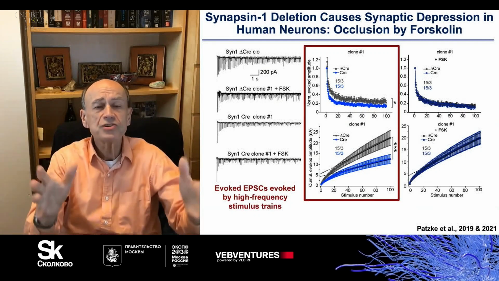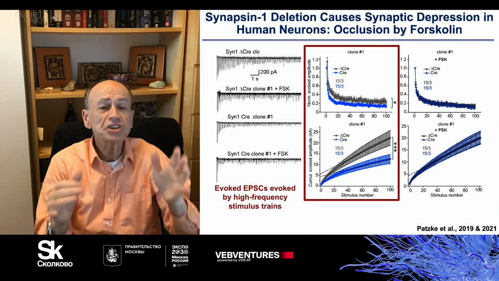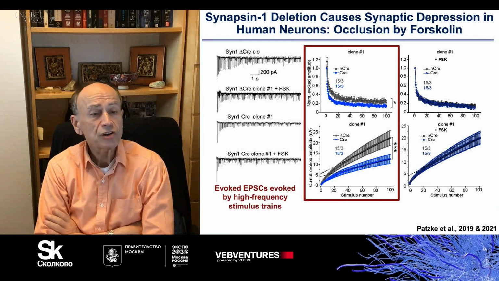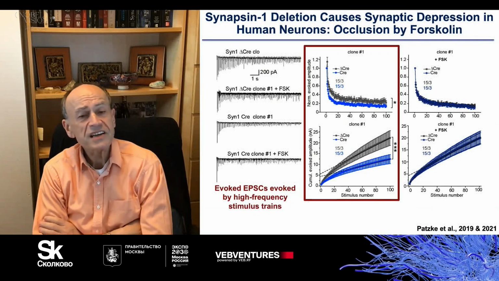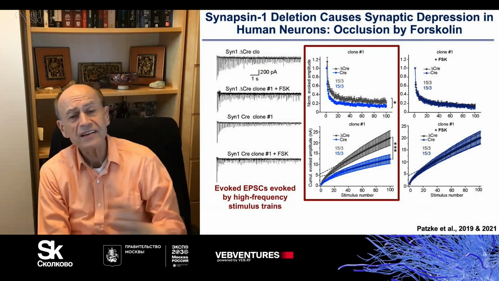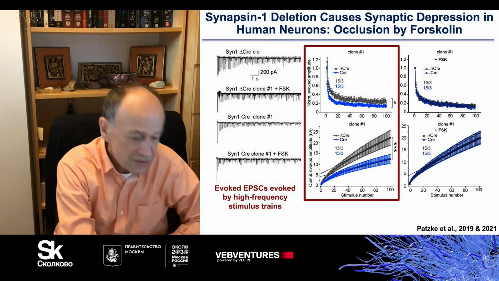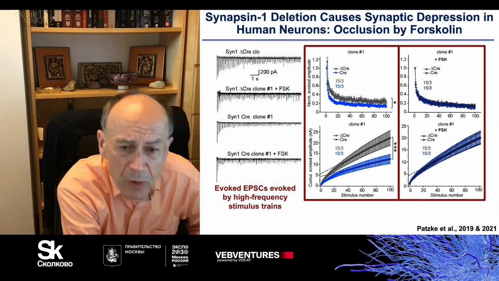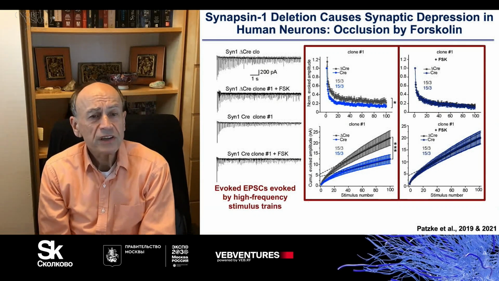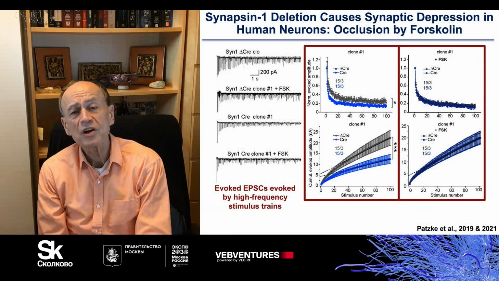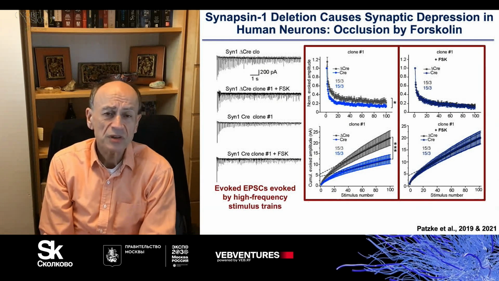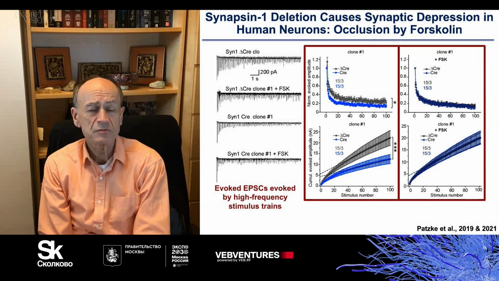The phenotype functionally is completely different, but it's just as robust as you can see at the bottom in the middle, where you can see the cumulative response plotted in nanoamperes, so absolute responses, where there's this massive decrease as the stimulus train proceeds. Now, strikingly, when we add forskolin, the difference goes away. And it goes away not because there's a change in the synapsin 1 deleted neurons, but because there's a change in the wild-type neurons that is not present in the synapsin 1 deleted neurons.